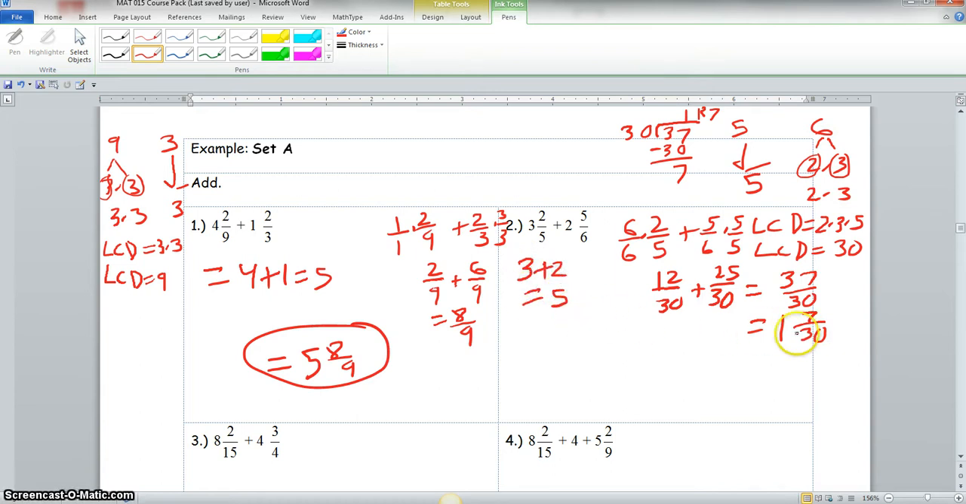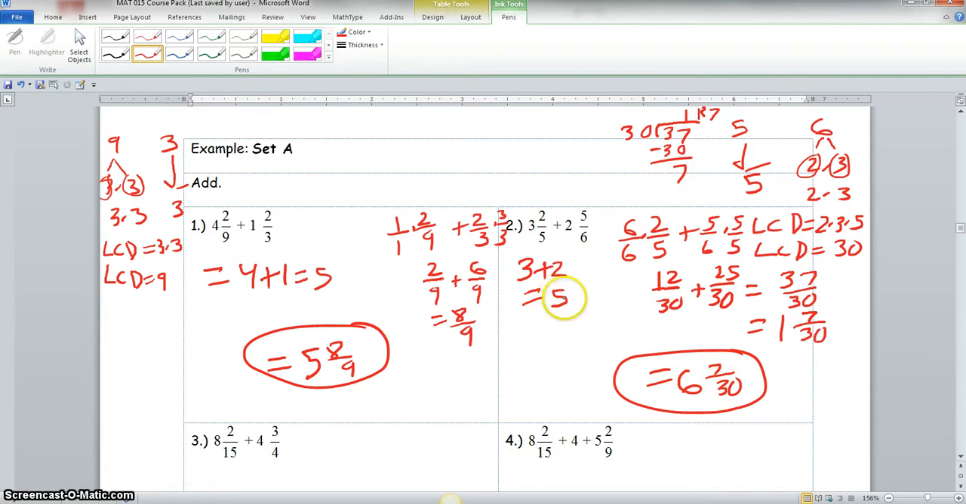Now we're going to add these two numbers together. You have 5. We're going to take this whole number plus the whole number here. 5 plus 1 is 6. And then we will write our fraction. So it'd be 6 and 7/30ths.